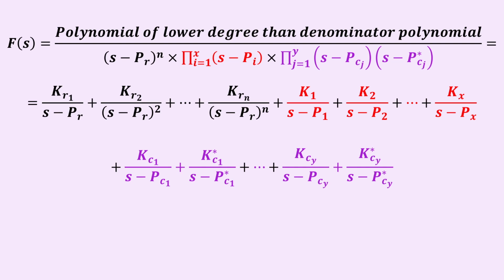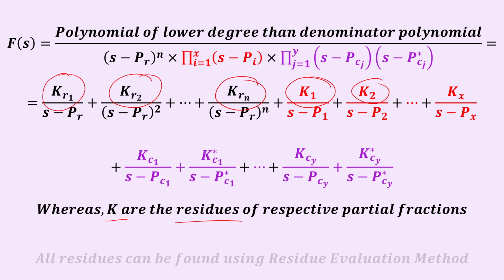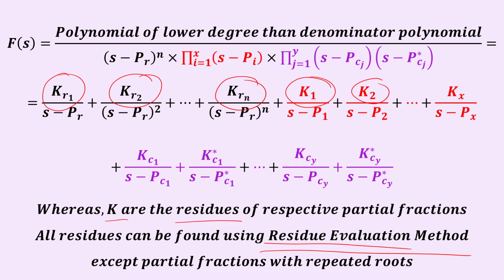The numerators in these partial fractions are represented as k, and they are called residues. These residues can be numbered in any order. They are the only unknowns in this partial fraction expansion, and we will use the residue evaluation method to find them. This residue evaluation method will work for finding all the residues except for partial fractions with repeated roots. For repeated roots, there is a slightly different method to find their residues.